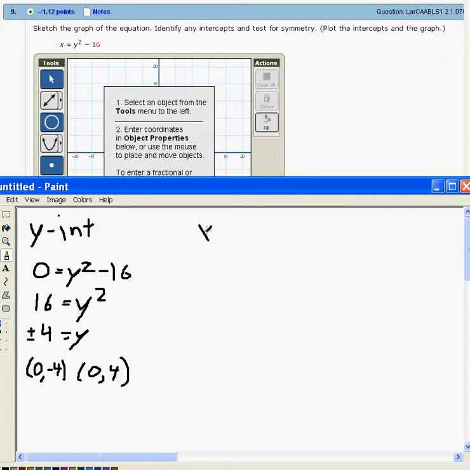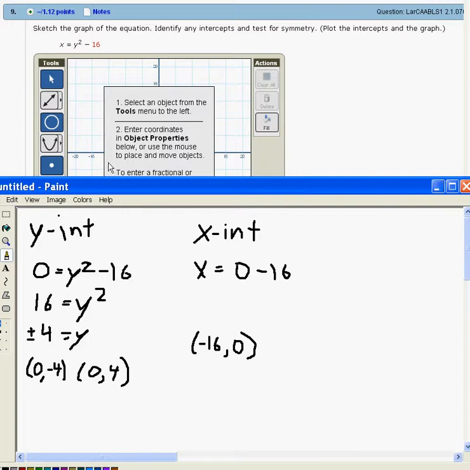X-intercepts, same deal. They are points where you are on the x-axis. That means the height of y is 0. So I'm going to plug in a 0 for y. Well, if I plug in a 0 for y, 0 squared of course is 0. So we get 0 minus 16. The x value of course then is negative 16. And the intercept is (-16, 0). Those are my three intercepts.